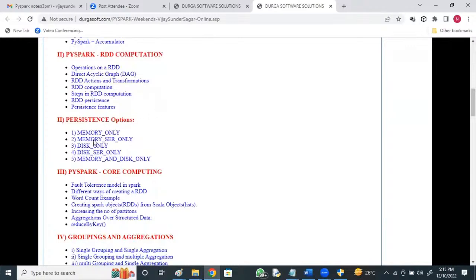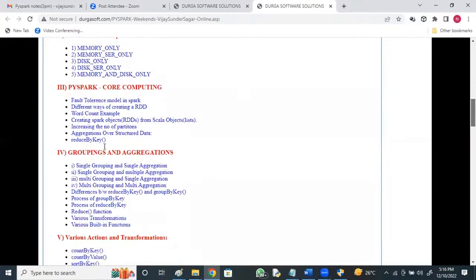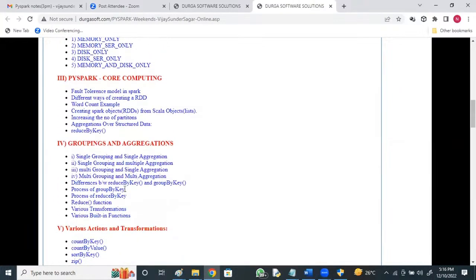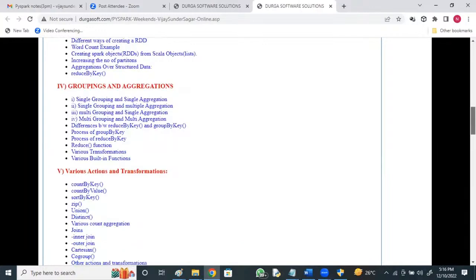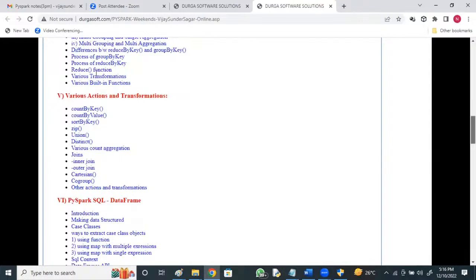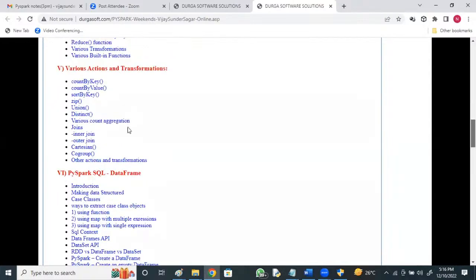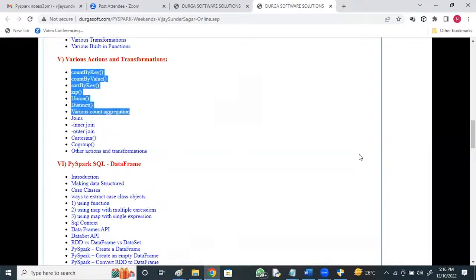different persist options, memory and disk options, core computations like the fault tolerance model, creation of partitions, groupings and aggregations, and the difference between those different types of groupings and aggregations, and various actions and transformations one by one in brief. There is no need to write any code; we can directly apply these: count by key, sort by key, union, distinct, joins, co-group, Cartesian, and others.